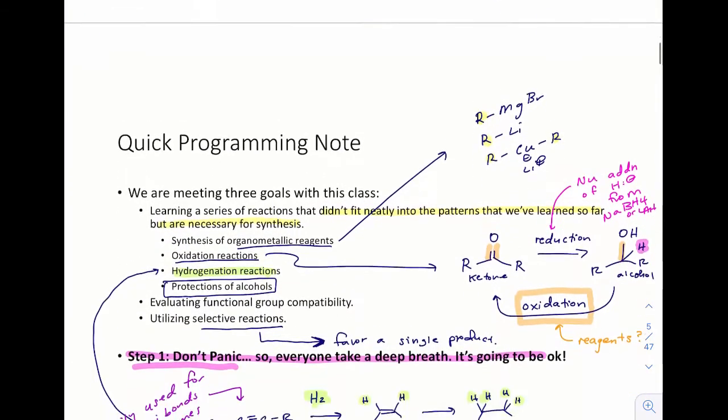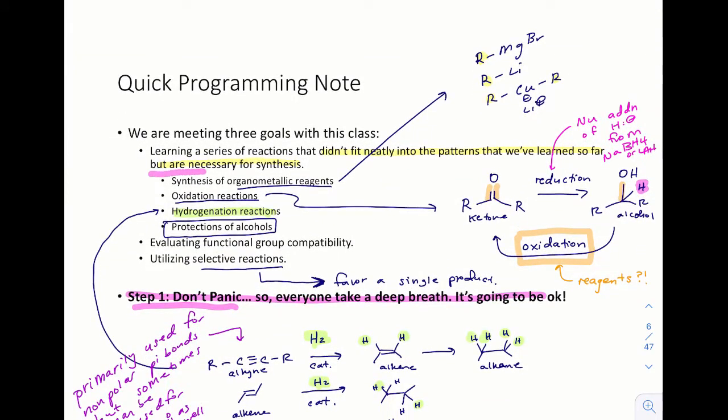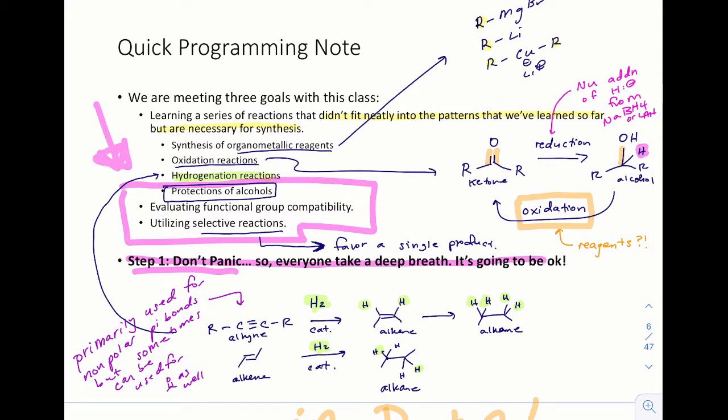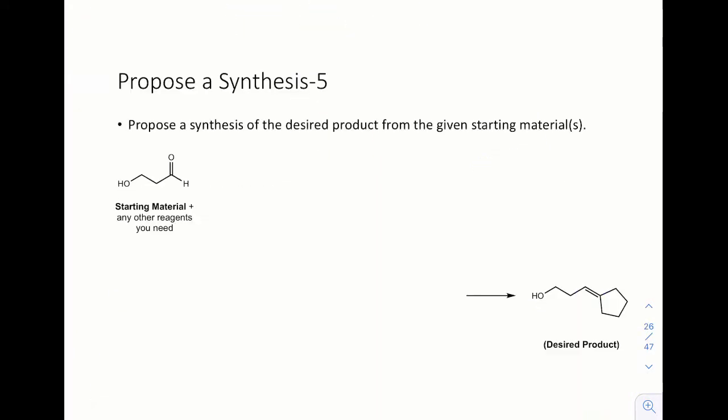In the previous video, we learned about the synthesis of organometallic reagents, oxidation reactions, and hydrogenation reactions, and practiced using those in synthesis questions. We will move on now to the protection of alcohols, functional group compatibility, and utilizing selective reactions. Step 1 still applies. Do not panic. We will begin part 2.